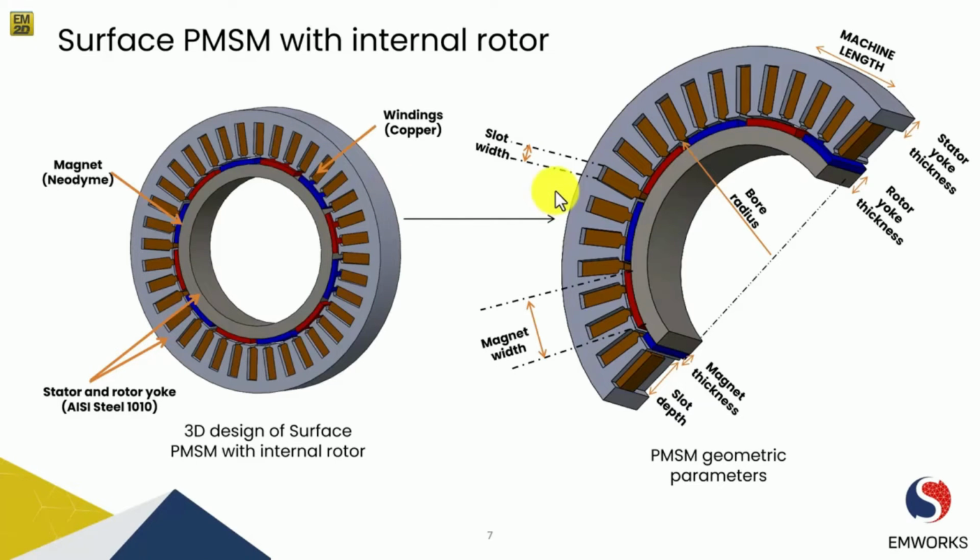First, to begin with the analytical analysis, these are the terms which we will be using in the equations: the slot width, the magnet width, the magnet thickness, the slot depth, the axial length of the machine, the stator back iron core thickness, and the rotor core thickness. These are the few parameters which should be obtained to get our desired specification or results.